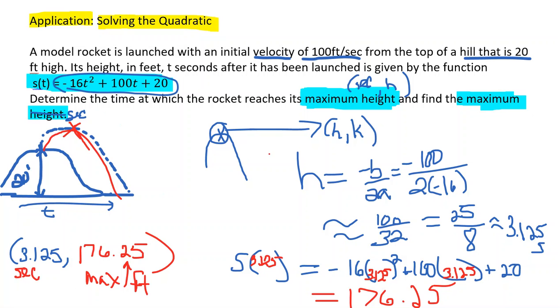So since it is an application problem, you would make a statement. And you would state in 3.125 seconds, it took the rock, or hang on, let's reword that. See, I'm not an English person, so I'd have to write it twice. I would actually say it took the rocket 3.125 seconds to reach its maximum height of 176.25 feet. And that is how you solve this application problem.